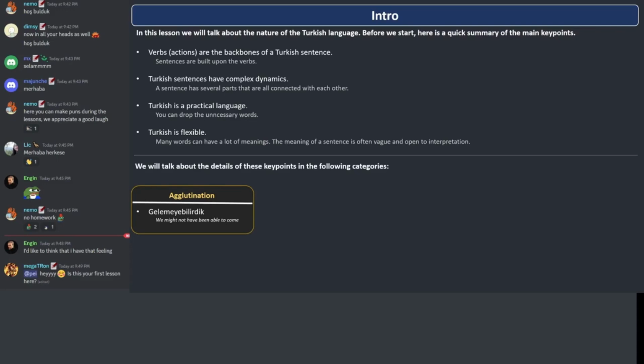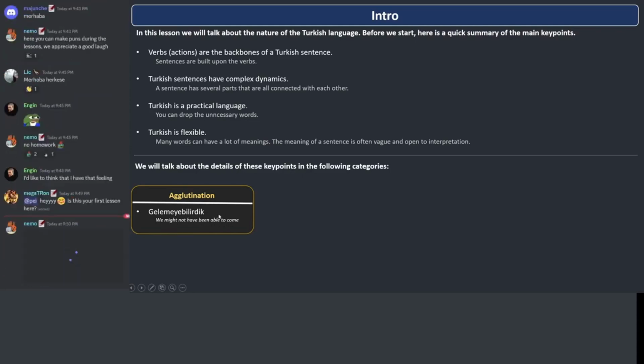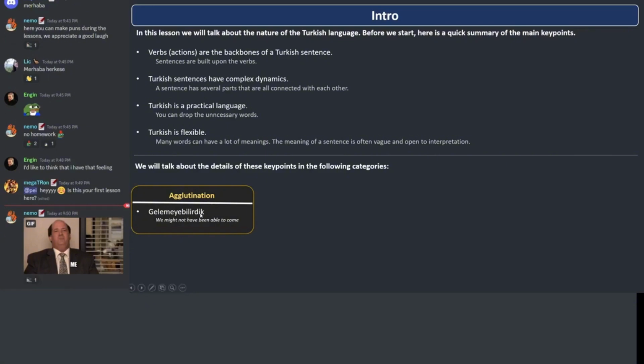In this example, you can see how this sentence in English, like 1, 2, 3, 4, 5, 6, 7, 8. I am counting everything. 8 words, including postpositions, pronouns, negative things. 8 words equal to 1 word in Turkish. That is thanks to these suffixes.